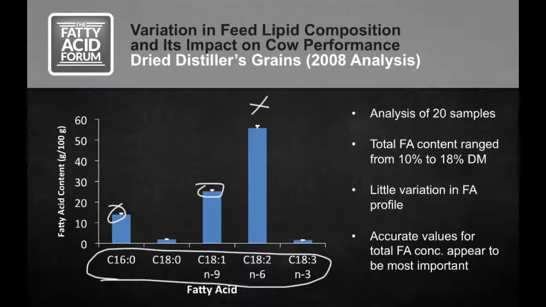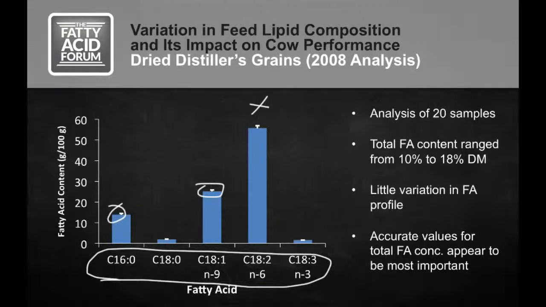Across these 20 samples, even though there is a wide variation in total fatty acid concentration, 10 to 18% dry matter, there is very little variation in fatty acid profile of these distillers. So I think based on this and similar analysis from other feedstuffs, having accurate values for total fatty acid concentration of these feeds appears to be much more important than having analysis back on fatty acid profile.